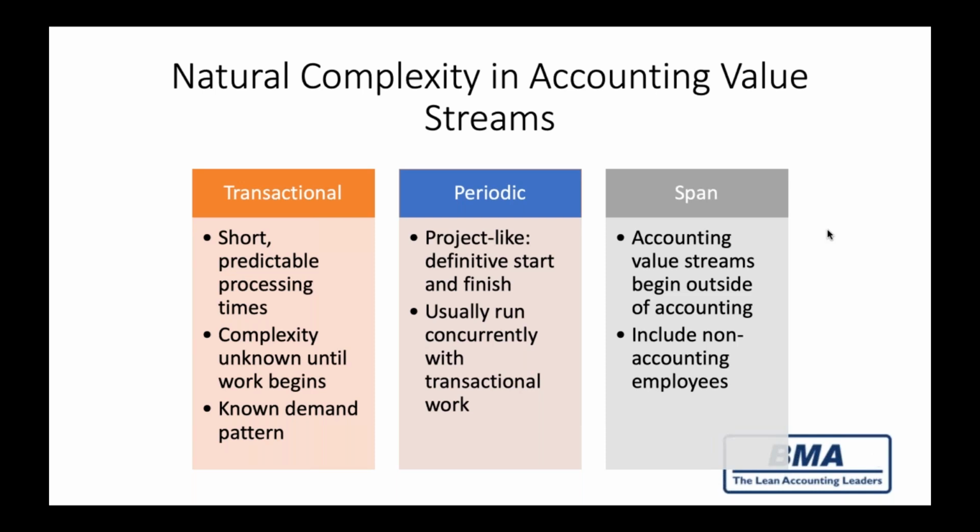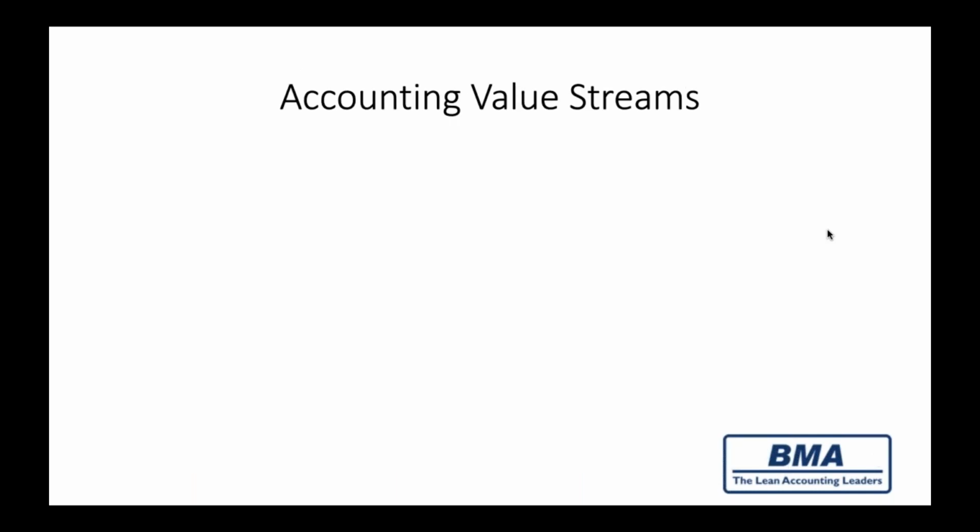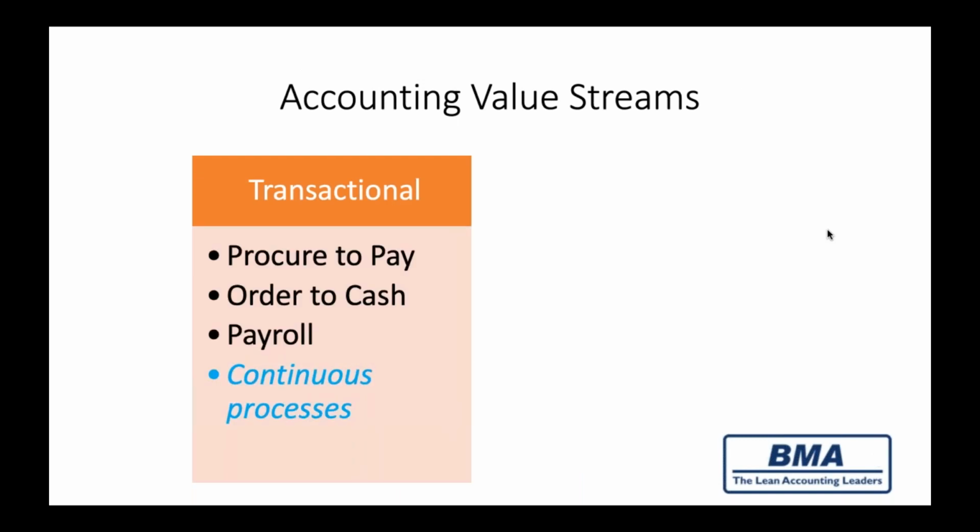So that's one of the challenges here, is for the accounting function to bring the entire process together to understand problems and issues and improve the process. It cannot be done by the value stream alone. It has to be done by a team. So what are your typical accounting value streams? If you think about it from a transactional standpoint, procure to pay, order to cash, payroll.